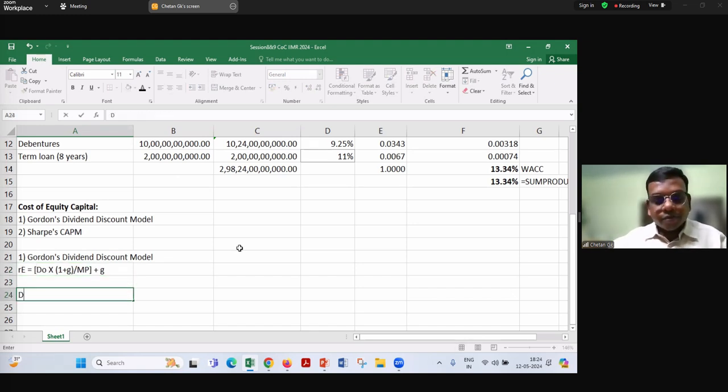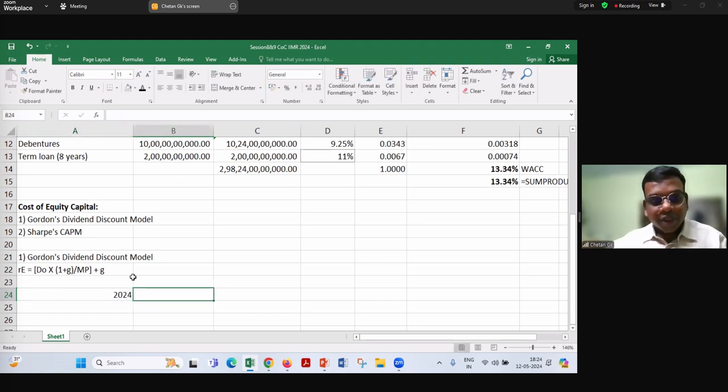So what is D naught? D naught means current dividend. So current dividend is how much for us? We should take into consideration 31st March 2024, or whatever the annual report is there, how much dividend the company has paid in 2024, that should be taken into consideration. That is your D naught here.